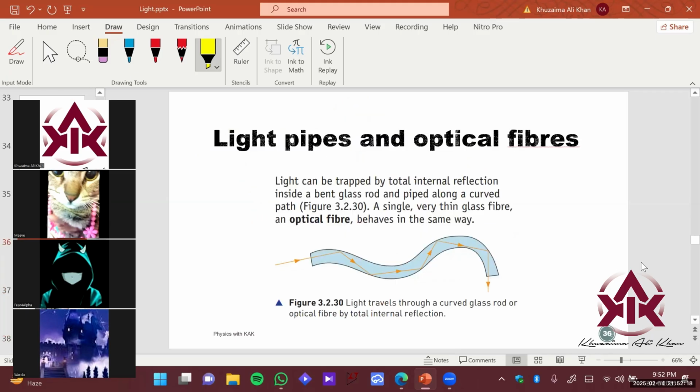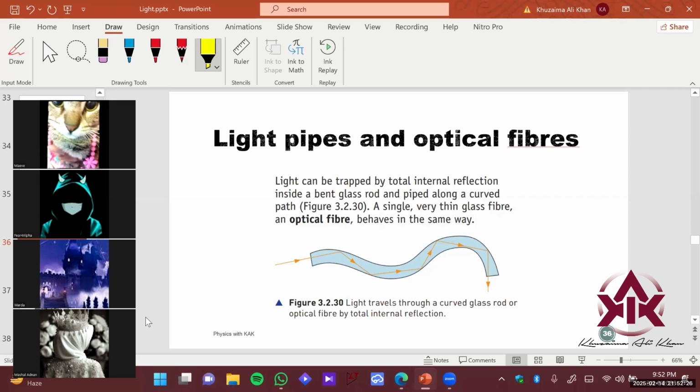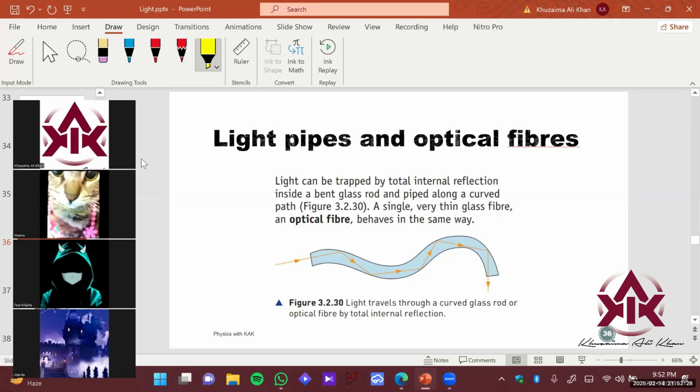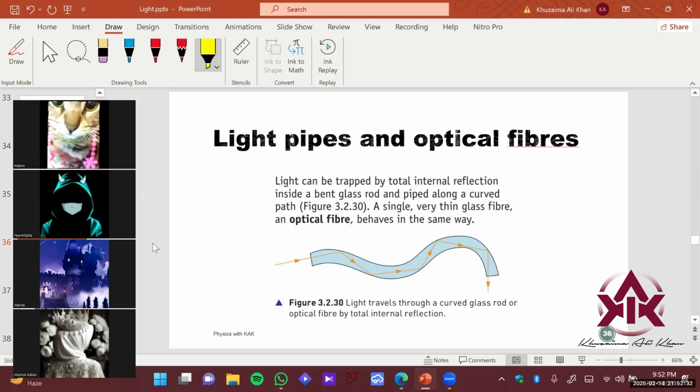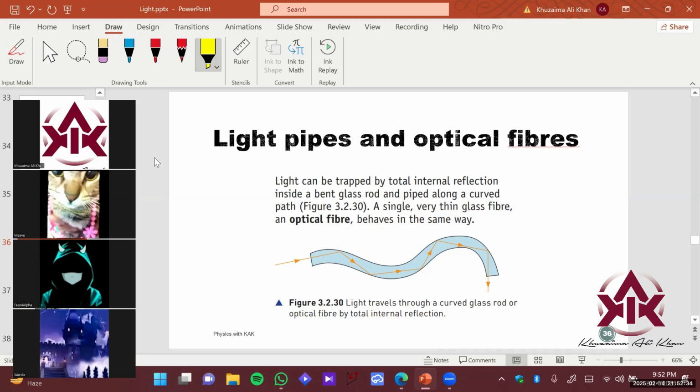Okay, so where are they used? They are used in optical fibers. You might have heard from your internet provider that we are providing fiber. Let's say you might have a fiber connection at your house. So why do we use fiber connections? Because they use light rays to pass on the data.